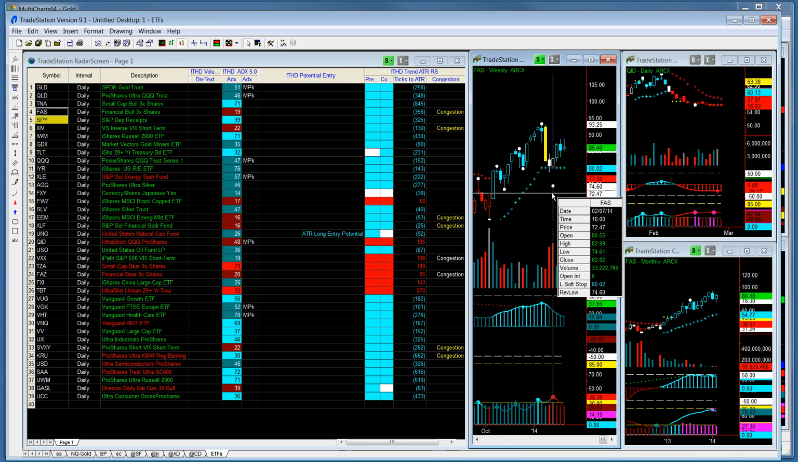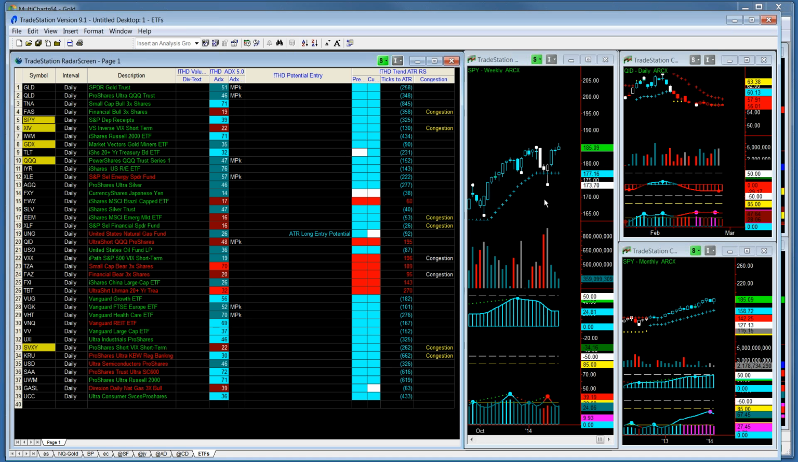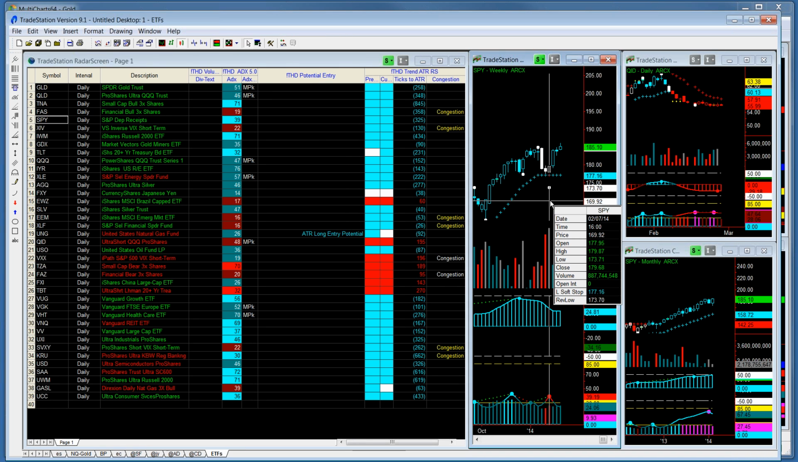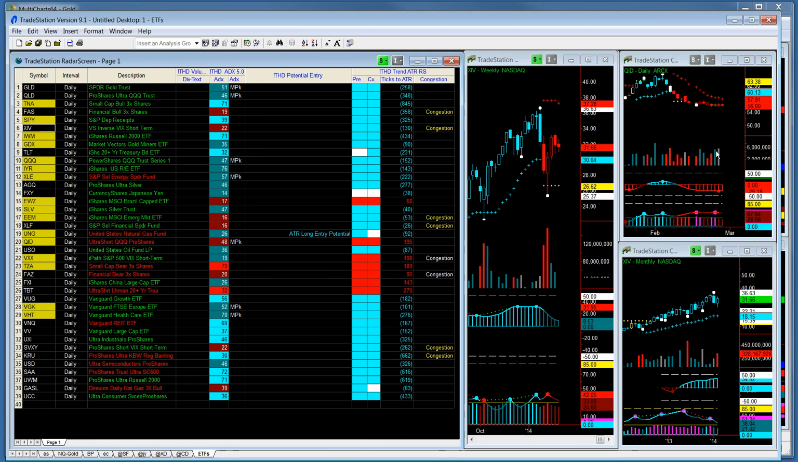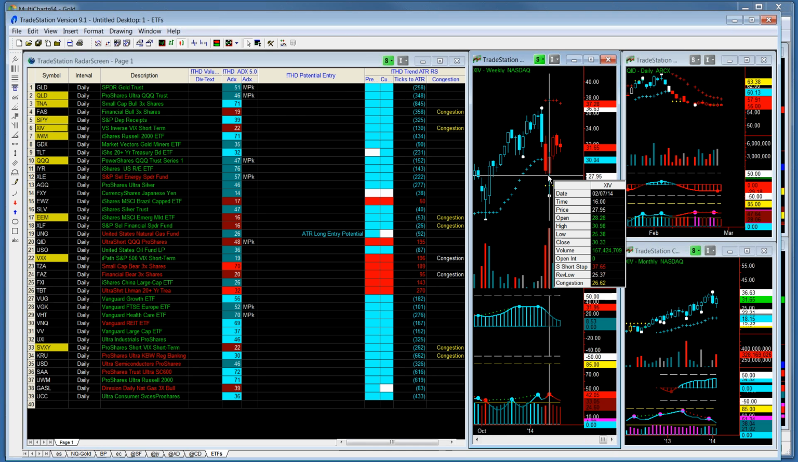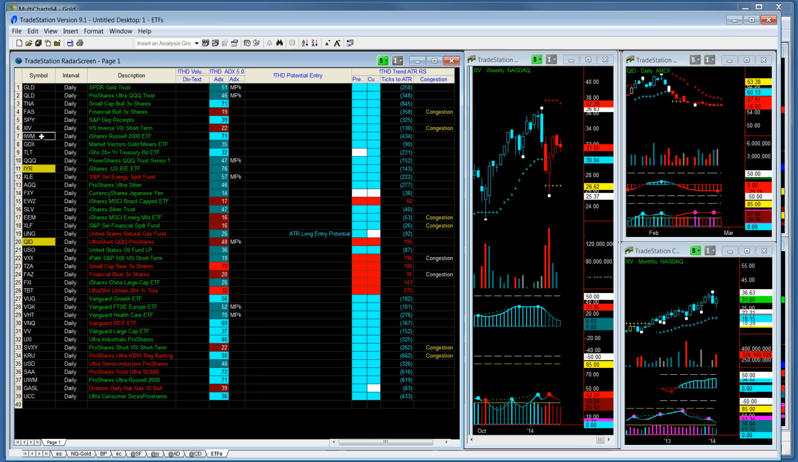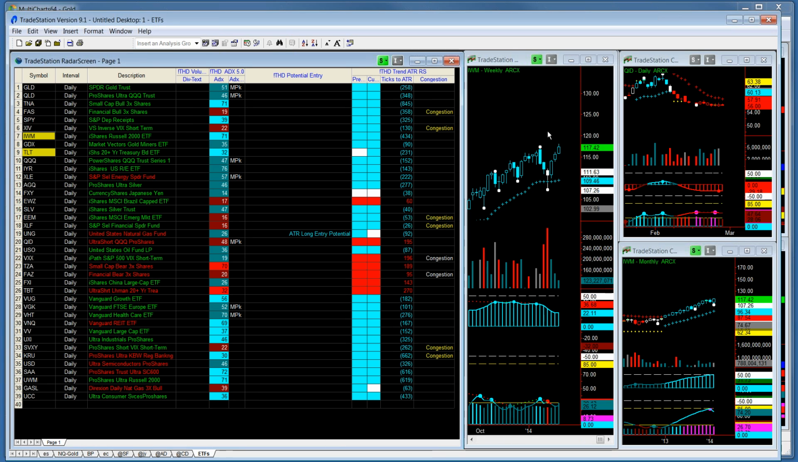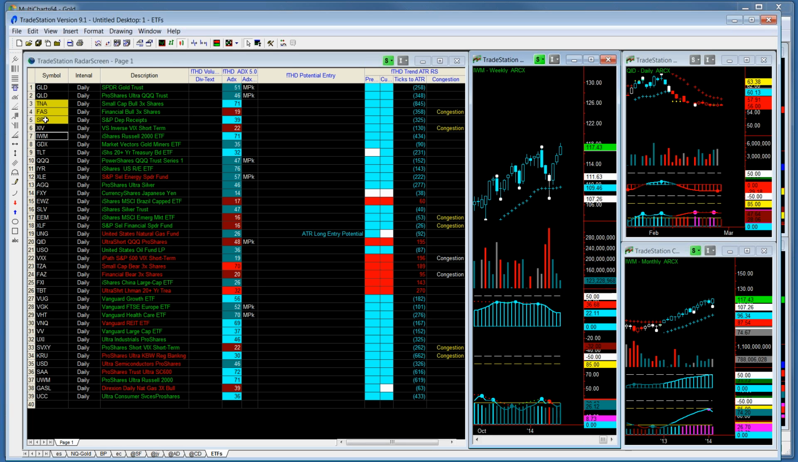There's no divergence here. Let's look at the SPYs. No divergence. Again, no divergence there. I would expect that to continue down off of that volume. Again, you're not seeing any divergence here.